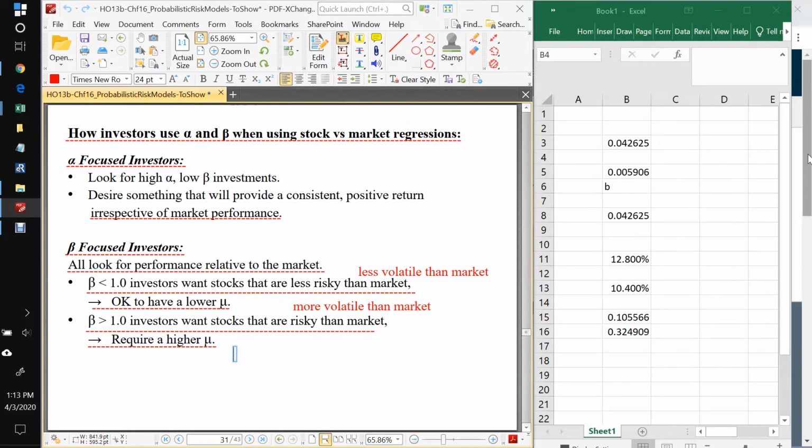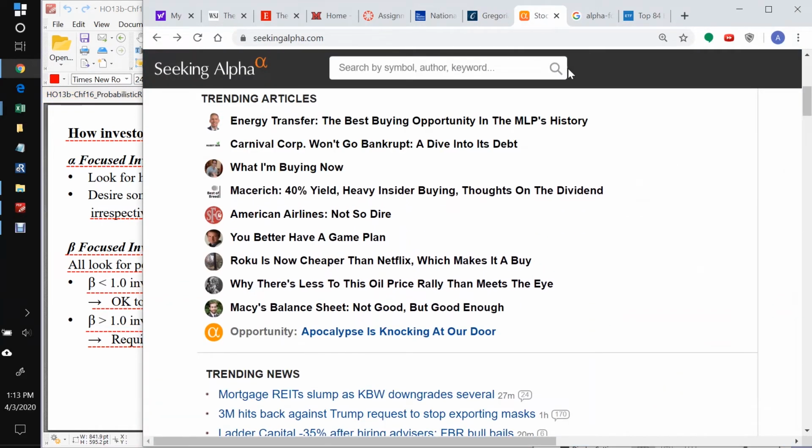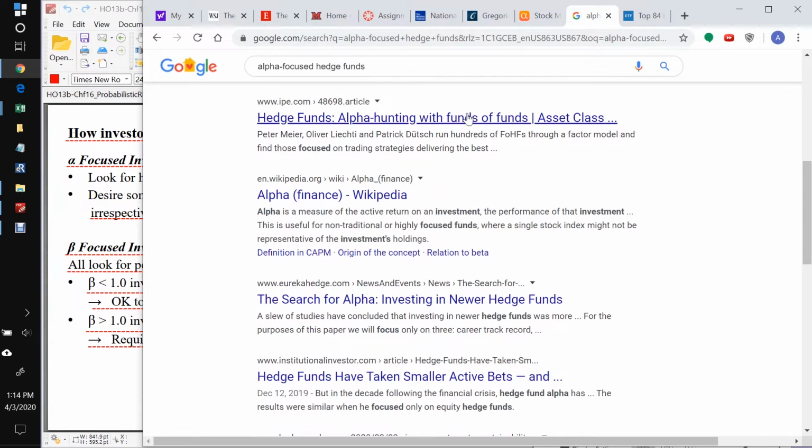So let me just show you quickly some different websites and things for alpha-focused investors and beta-focused investors. Here's a website called Seeking Alpha that is devoted ostensibly to all types of investment strategies that are alpha-focused. They want to do well irrespective of what's going on with the market. Okay, and if you just Google something like alpha-focused hedge funds, you'll find lots and lots of articles and resources on investors who are alpha-focused and want to do well irrespective of what's going on in the market.